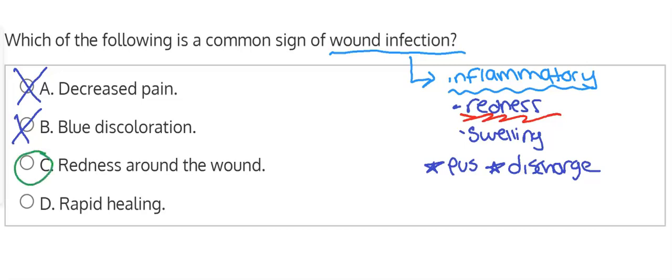And let's take a look at option D just to be sure. Rapid healing. And no, rapid healing is something you would see as the wound begins to get better and is not currently being infected. Therefore, we can eliminate option D as well. And that leaves us with redness around the wound as a sign of a wound infection, option C.